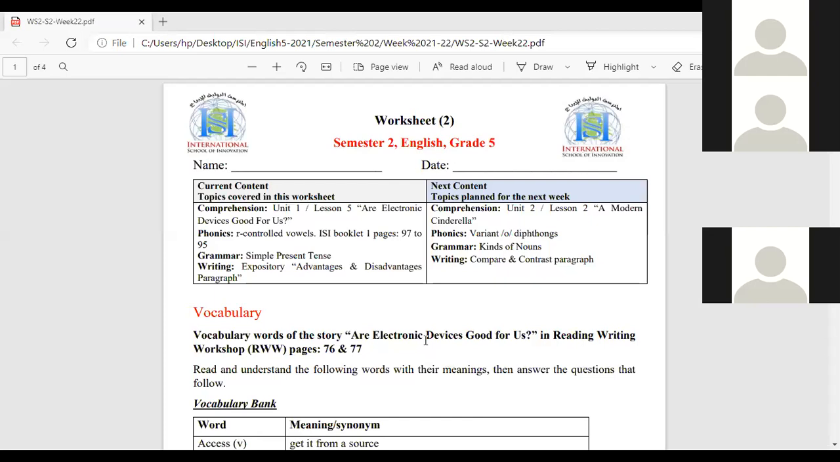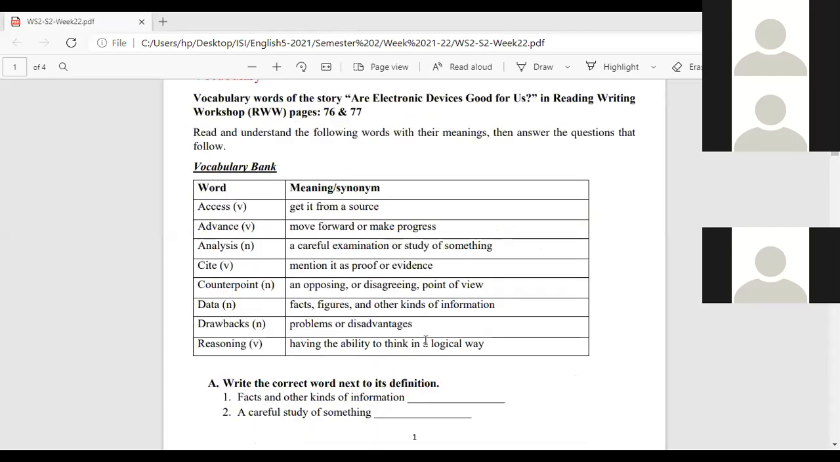Then I uploaded worksheet 2 on the application since Monday. You can start working on it. Let me show it to you. You can start working on it, please, guys, but don't be in a hurry because you have plenty of time and we have till next week to correct it. What does the worksheet include? The worksheet includes 2 small questions related to the vocabulary words that we have covered last week.